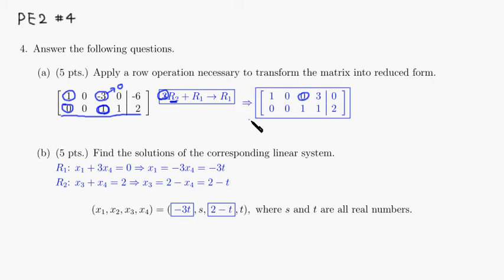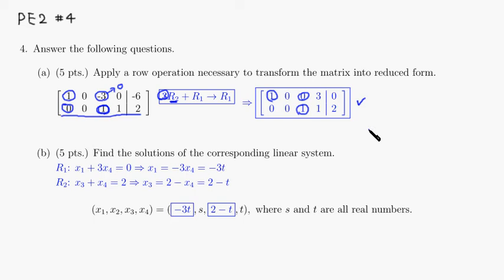The last rule that we haven't checked is that the leftmost 1 has to always be to the right of the leftmost 1 above. That satisfies that, so this is in reduced form. All right, so that's part A.